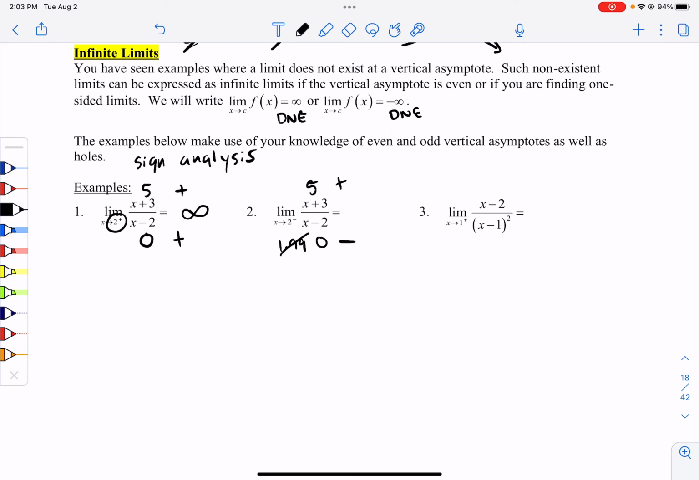My top is positive. So instead of going to infinity, a positive over a negative means I'm going to negative infinity.